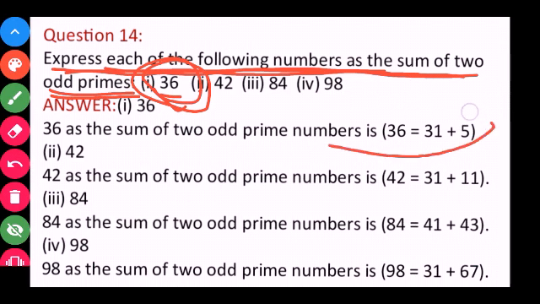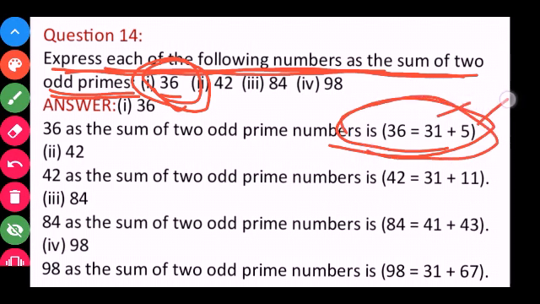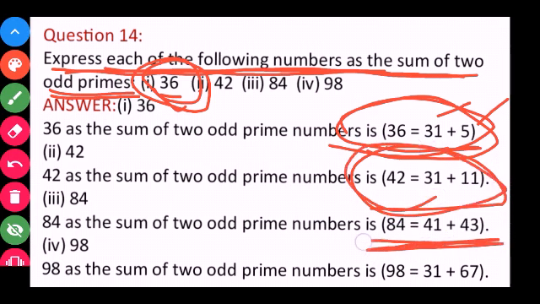So you can write 36 is equal to 31 plus 5. 31 is a prime, 5 is also prime. So the sum of 31 and 5 is 36. Similarly 42 can be written as 31 plus 11. Okay, 84 can be written as 41 plus 43. 41 and 43 are both odd primes. Understand? Similarly you can do the rest.